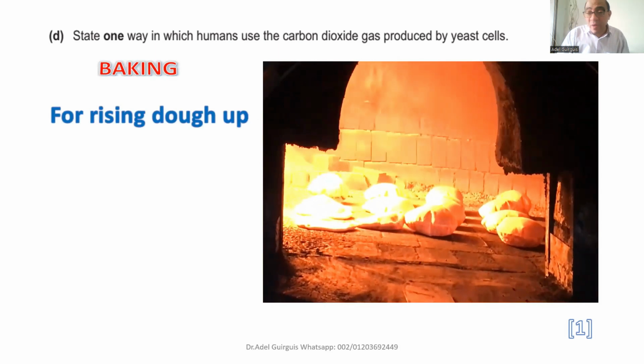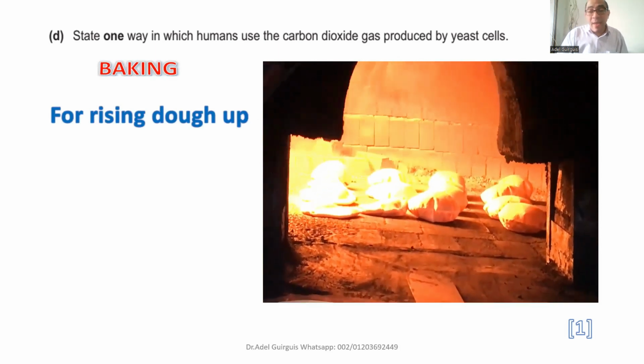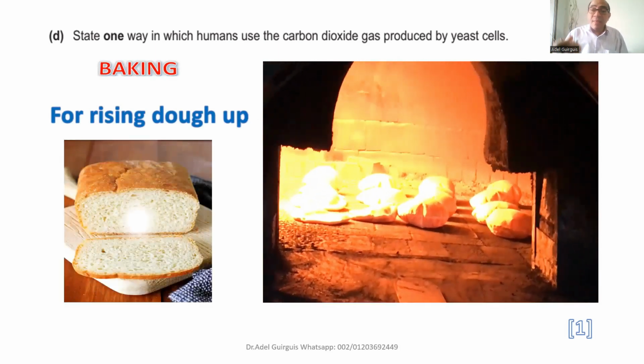Carbon dioxide gas is used for rising dough, and makes the texture of bread or cake spongy. Why? Due to heat inside the furnace, the carbon dioxide gas expands, and makes a spongy texture for the cake or the dough. It's used in baking.